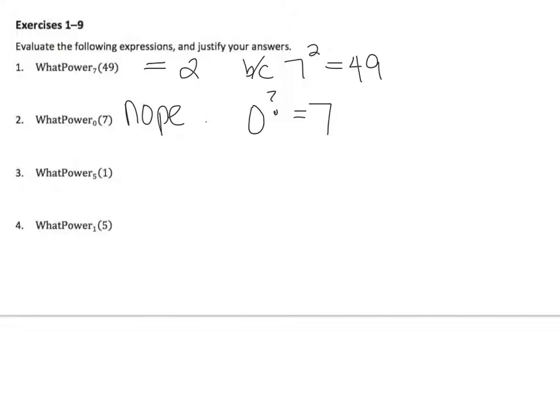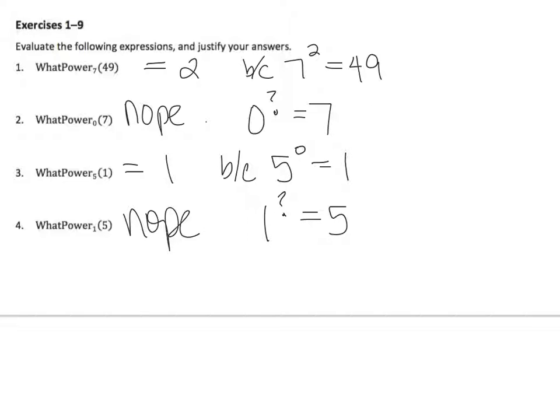I can't raise 0 to any number and get an answer that would be 7 at all. It just doesn't work. This next one, though, I have 5 raised to the 0 power equals 1, because anything raised to the 0 power is 1. So that one works, and there's my reasoning. And then, oh, this one's odd. 1 raised to what power equals 5? Yeah, that doesn't work. I can't raise 1 to anything and get anything other than 1.